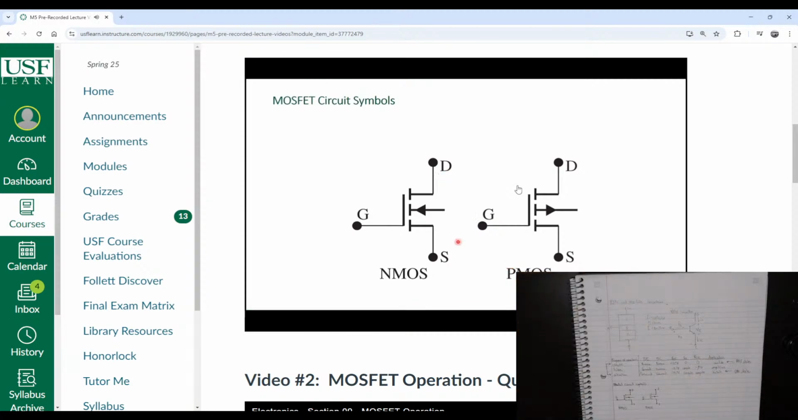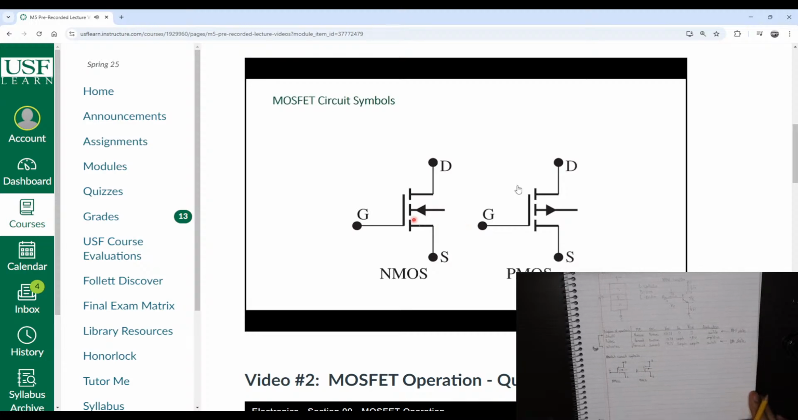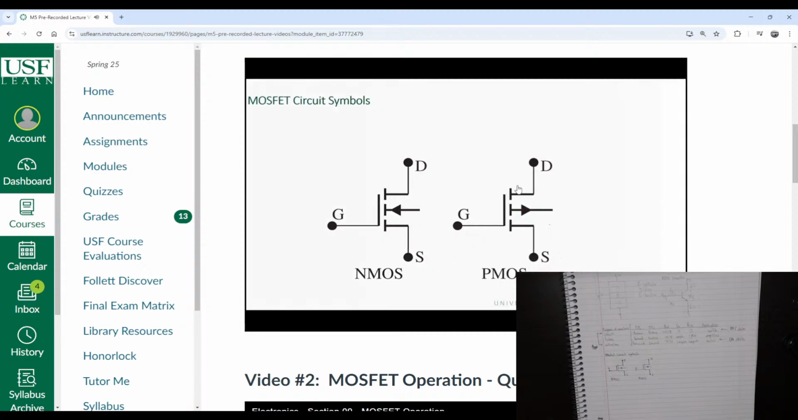PMOS we will describe later. And these symbols, you can see variations of the MOSFET symbols in the literature. For our purposes, every time we use an NMOS or a PMOS, we will identify them as such. But notice that for the NMOS, the arrow is pointing in, towards the gate. For the PMOS, the arrow is pointing away from the gate.